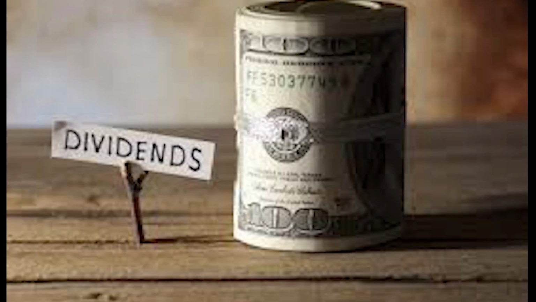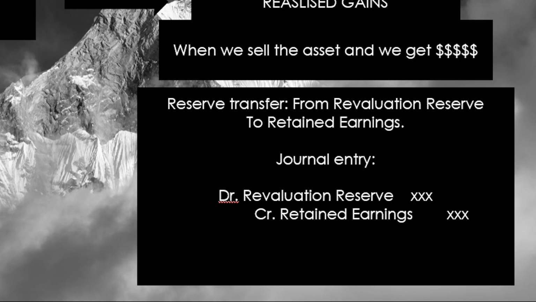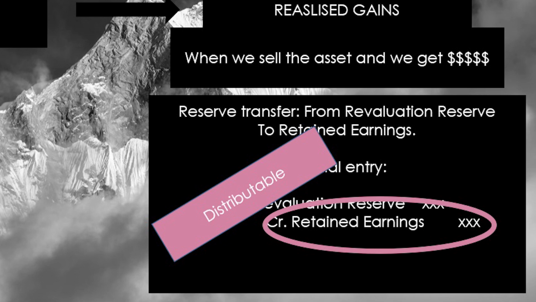Now, why we do this transfer is because the revaluation reserve in essence is non-distributable. And by non-distributable, I mean that you cannot take the money out of it and give it as dividends. You can only give dividends from your retained earnings. So when you're transferring your revaluation reserve to your retained earnings, you are making that money distributable to your shareholders. You're saying, now I have received cash and now I can give it to my shareholders as dividend.